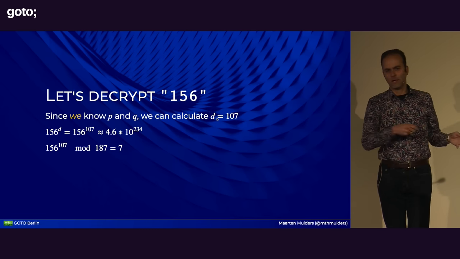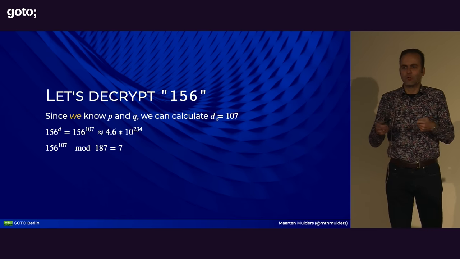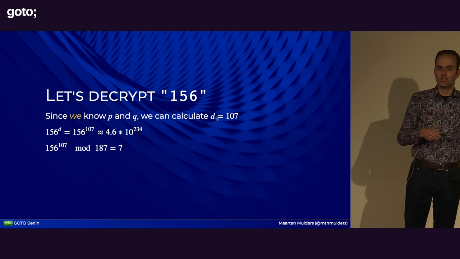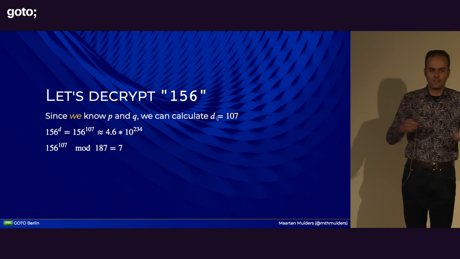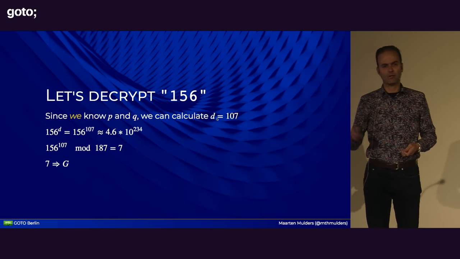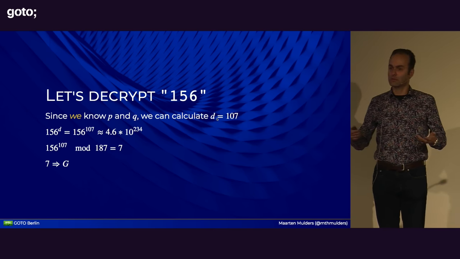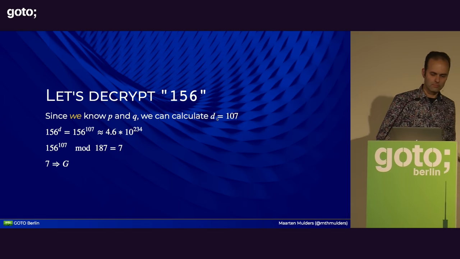The calculator on your Mac or on your Windows machine will not do it either. But it's not complex for a processor. It's just that the user interfaces don't allow you to do it. But the processor can very easily do this. It's a breeze. And we find 7, and in our code table, we look up 7, and it's the letter G. So there we are, back with our original message.